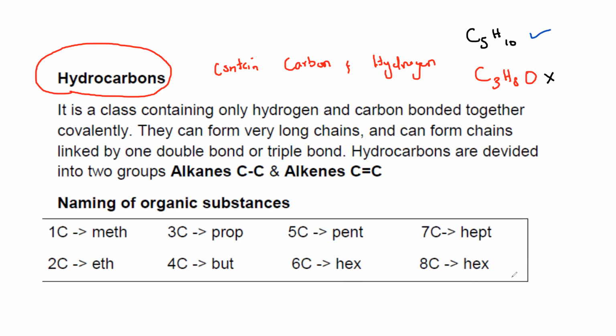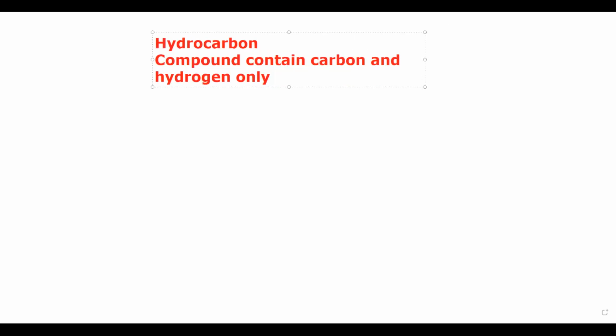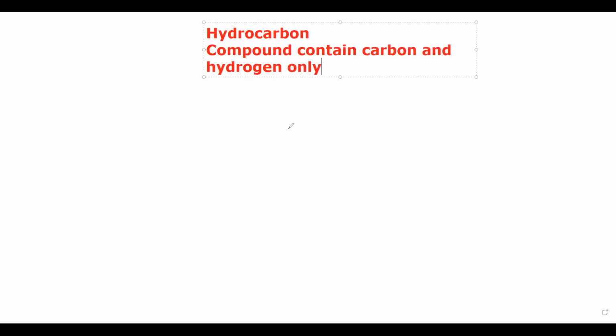So the definition of a hydrocarbon is compounds containing carbon and hydrogen only. So we call them hydrocarbons. Then these hydrocarbons are divided into three classes. As we know, carbon belongs to group 4. So if an element belongs to group 4, it can form 4 bonds. So carbon maximum can form 4 bonds.